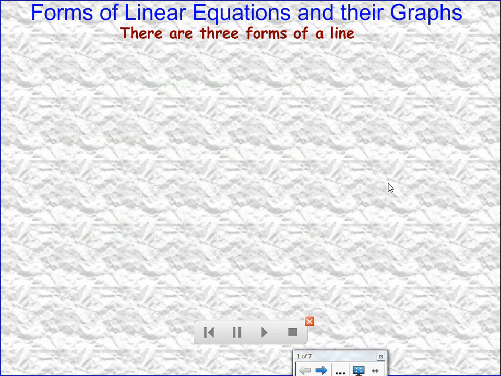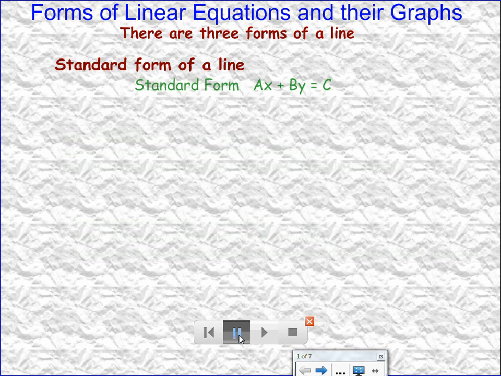Can anybody name a form of a line that has three terms and two coefficients? That's correct. That is our first form of a line, known as the standard form. And the standard form's format is ax plus by equals c, where a represents the coefficient of x, b represents the coefficient of y, and c represents a constant that we place on the other side of the equal sign.